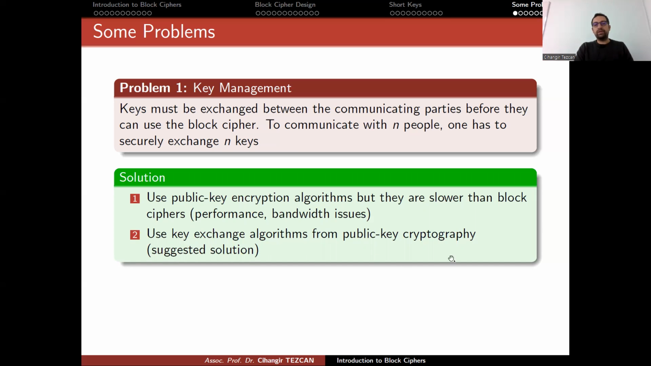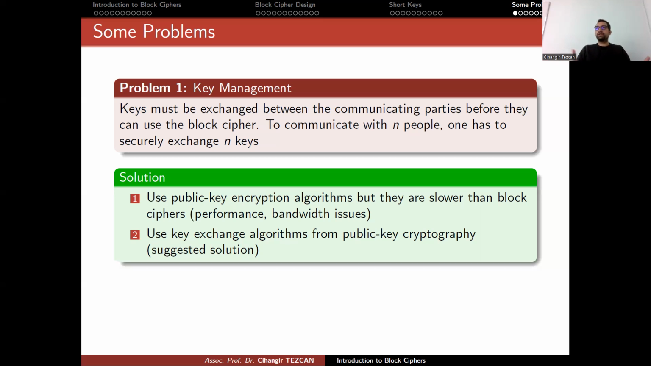But also you can use key exchange algorithms from public key cryptography, like Diffie-Hellman key exchange. And this way you can agree on a secret key and use it. So you can solve the key management problem with the help of public key cryptography. But before the discovery of public key cryptography, you have to exchange your keys in a secure way.